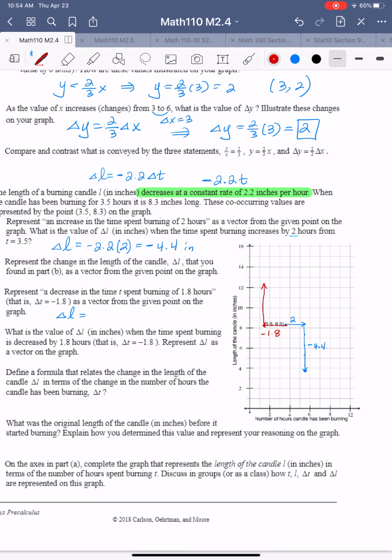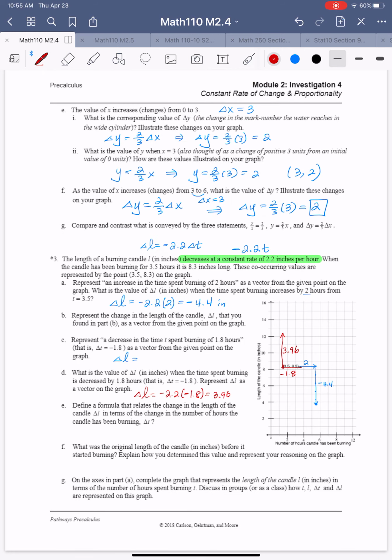So if I multiply negative 1.8 times, which is right here, negative 1.8, oh, sorry, what am I doing? It's going to be L. So delta L right now is negative 2.2 times negative 1.8, yeah, that's a better way. Negative 2.2 times the time, which is negative 1.8, becomes 3.96 back. So 3.96. Okay.